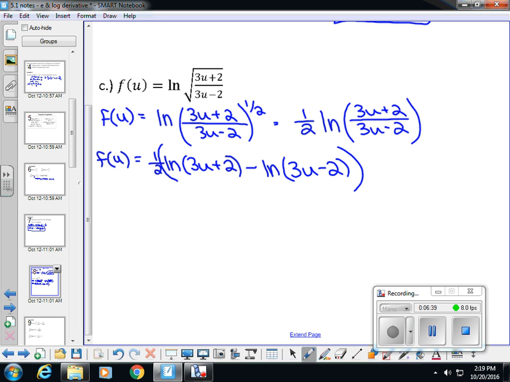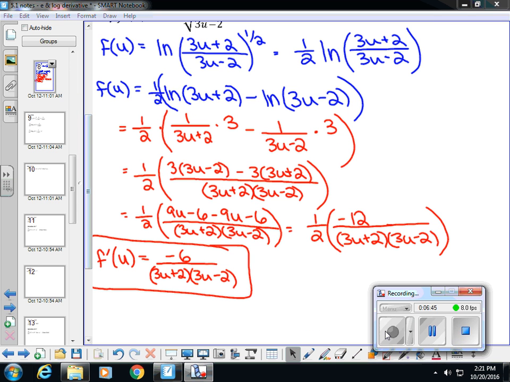Now what I would like you to do at this point, try to differentiate this and then check my work. So in red is me taking the derivative of that function after I simplified it using my log rules. So take a minute and check over that.